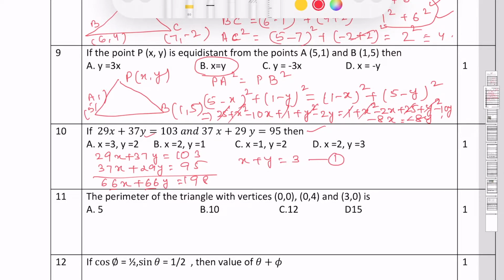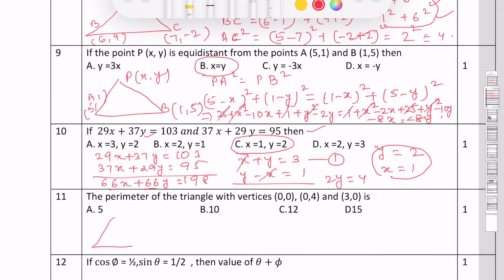This is one equation. If you subtract, we are getting y minus x is 1. If you add, we are getting 2y is 4. Y is 2. So x will be 1. So x is 1, y is 2 will be the correct answer.